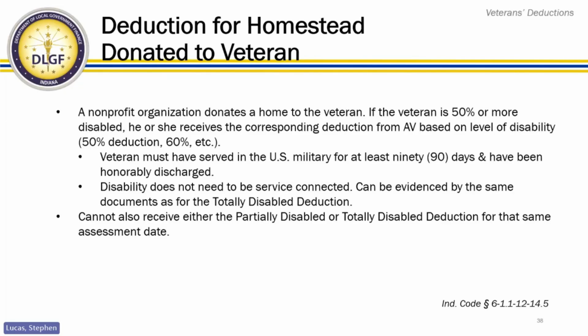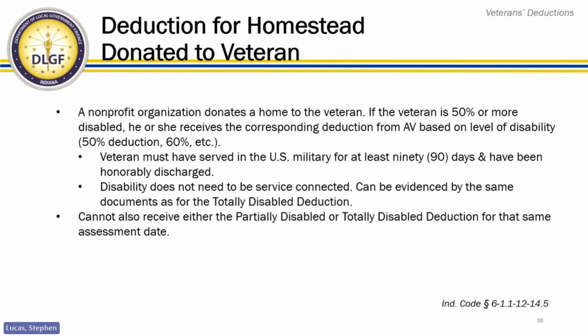The deduction for a homestead donated to a veteran requires that a nonprofit organization donate a home to a veteran. And if that veteran is 50% or more disabled, the veteran receives a corresponding deduction from the assessed value based on their level of disability. So 50% disability would mean a 50% deduction.